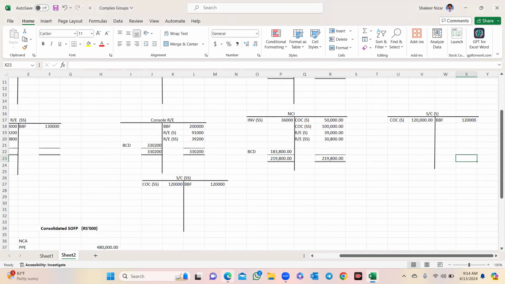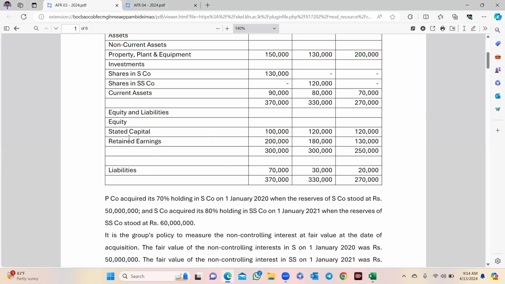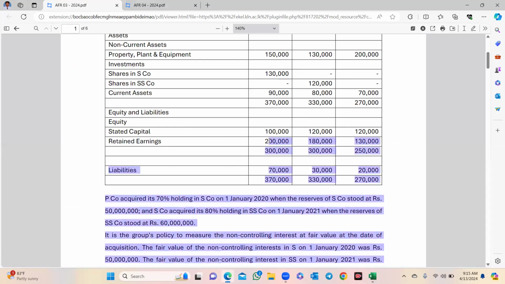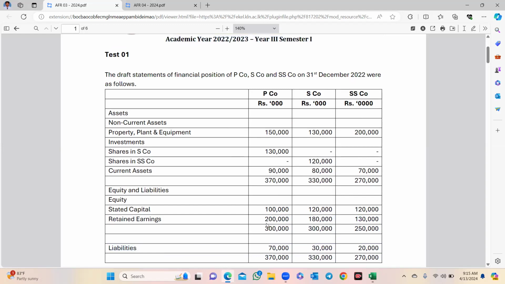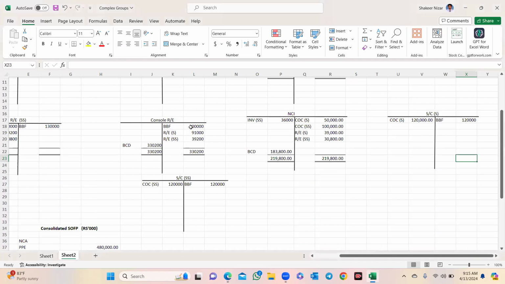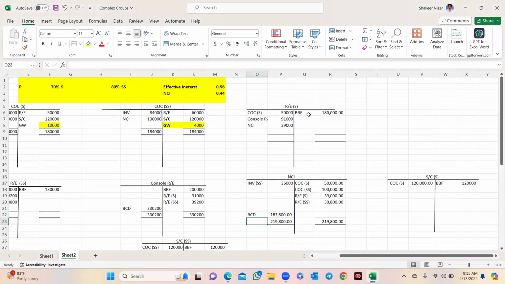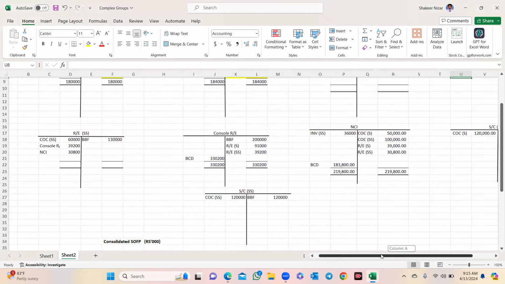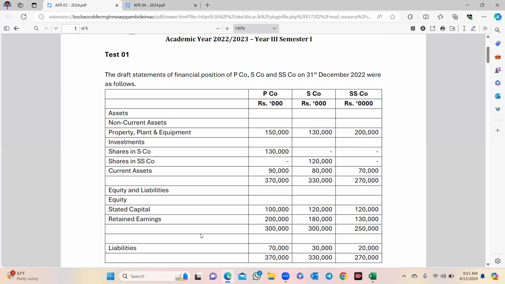With that note, we want to put the opening balance of the retained earnings as well. The consolidated retained earnings is 200,000, and the subsidiary is 180,000 and the sub-subsidiary 130,000. So these are the consolidated retained earnings opening balances and the retained earnings of subsidiary opening balances. With that note, we can go ahead.